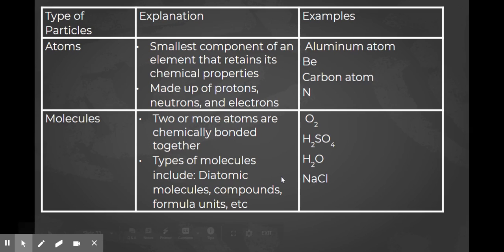So that's when we get into our different compounds like sodium chloride here, water, H2O, this is sulfuric acid, and oxygen. Oxygen always exists bound to itself in groups of two. Those are called diatomic molecules. But those are all molecules, which means there are two or more atoms that are bonded together.